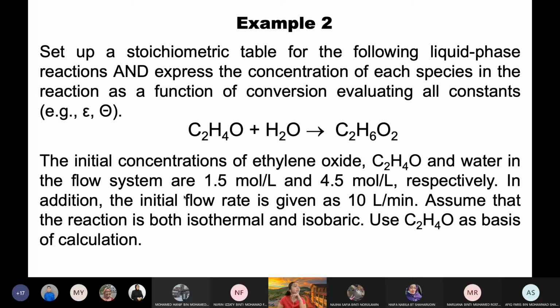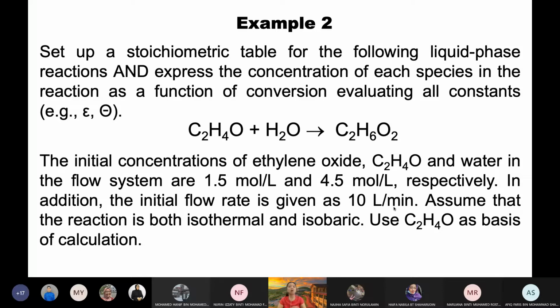Okay, dan dia kata in addition, initial flow rate given as 10 liter per minute. So kamu kena check, dia kata flow rate, initial flow rate. So kamu tahu flow rate ni boleh jadi molar flow rate, volumetric flow rate. So kamu kena check, is liter per minute, volume per time. So kalau volume per time, this is volumetric flow rate. So initial volumetric flow rate, your V0 is 10 liter per minute. Then walaupun dia kata initial, tapi kita dah faham kalau ni adalah liquid phase, initial volumetric flow rate sama dengan final volumetric flow rate.